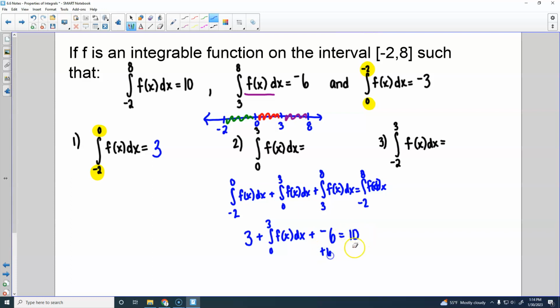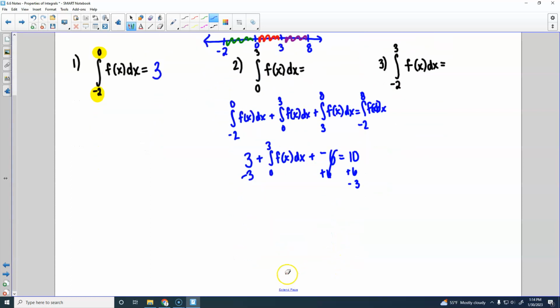So we could just add the 6 over here and subtract that 3. So our integral from 0 to 3 of f of x dx is going to equal 13, and that'll be our answer for that one. So you're really just piecing these parts together.